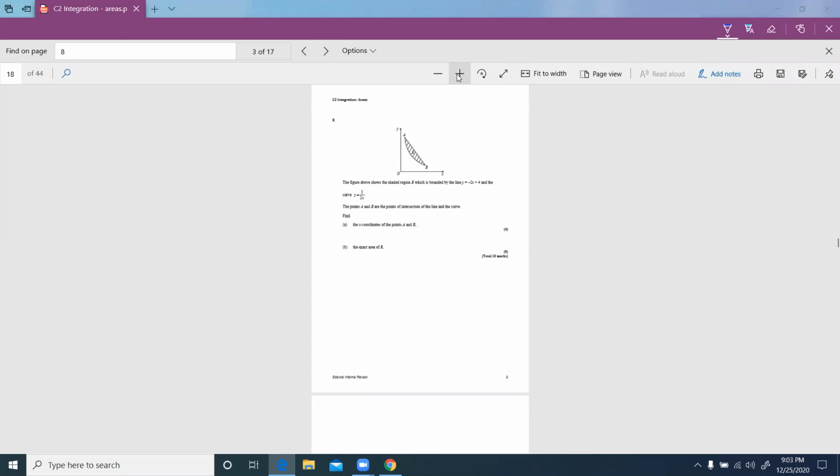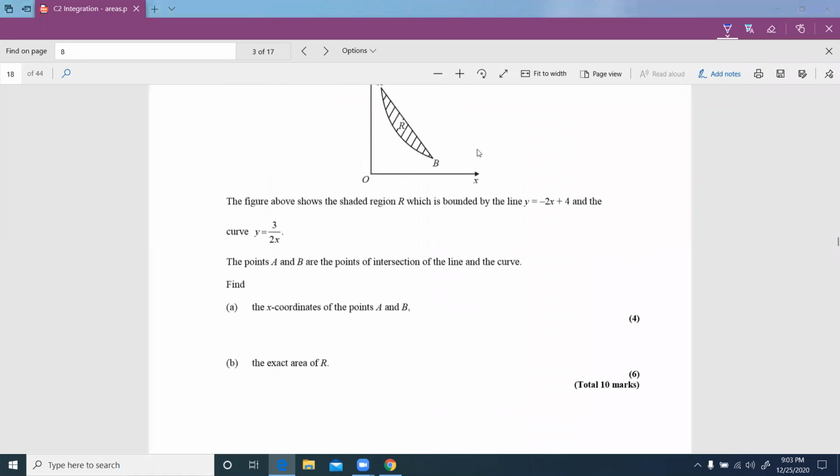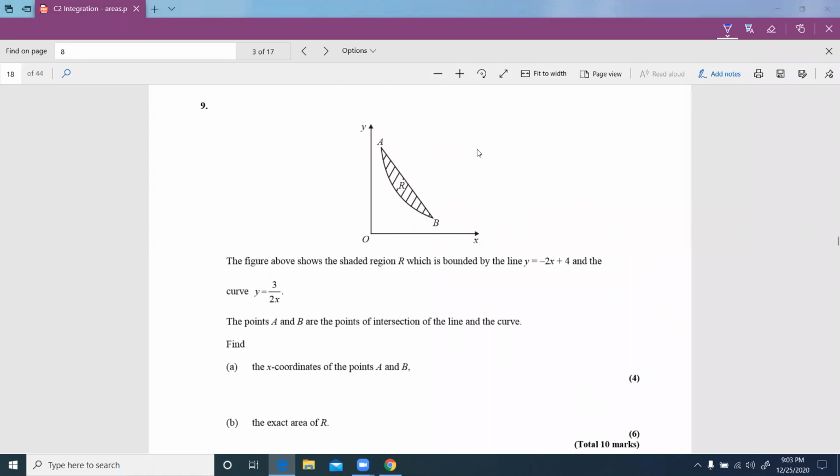When you come across the question over here, the figure above shows the shaded region R is bounded by the line y equals minus 2x plus 4. It's a straight line. So clearly we need to understand this is the straight line enclosed by y equals minus 2x plus 4, and the curve y equals 3 over 2x is the curve part.